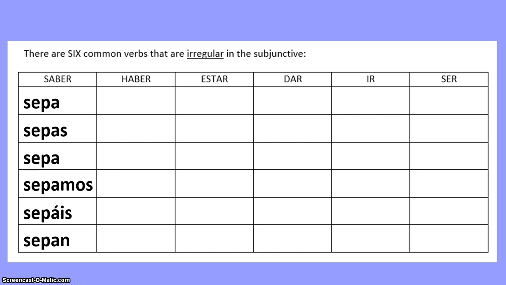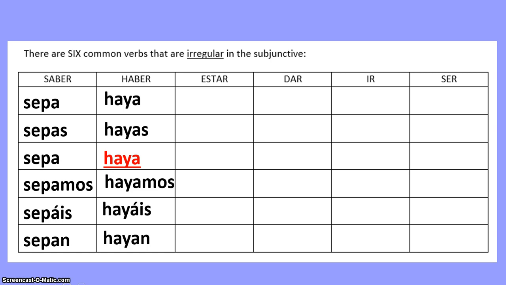Next we have haber. Haber is a super weird verb. Sometimes it's a helping verb. Usually it means there is or there are. Like in the present tense it's hay. In the imperfect tense it's había. Our forms of haber are going to be haya, hayas, haya, hayamos, hayan. I've underlined and put in red the usted form of haya because that's the form you're probably going to be using most often.